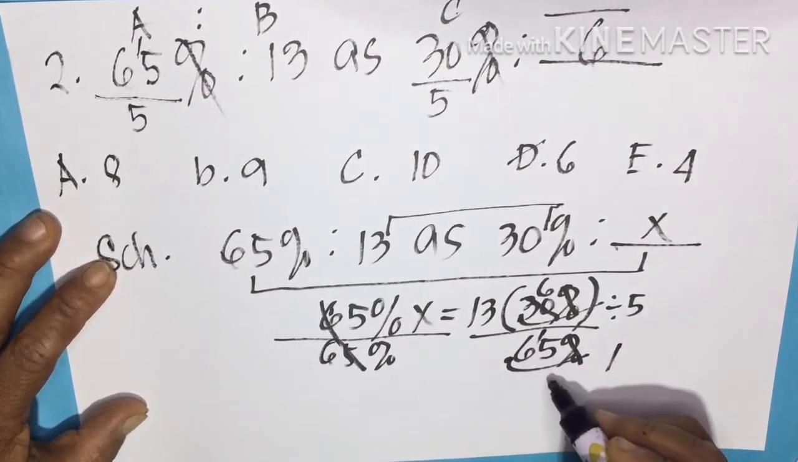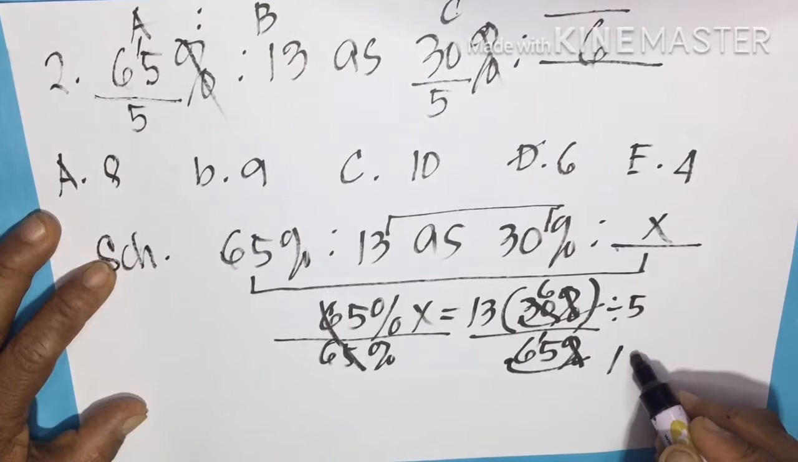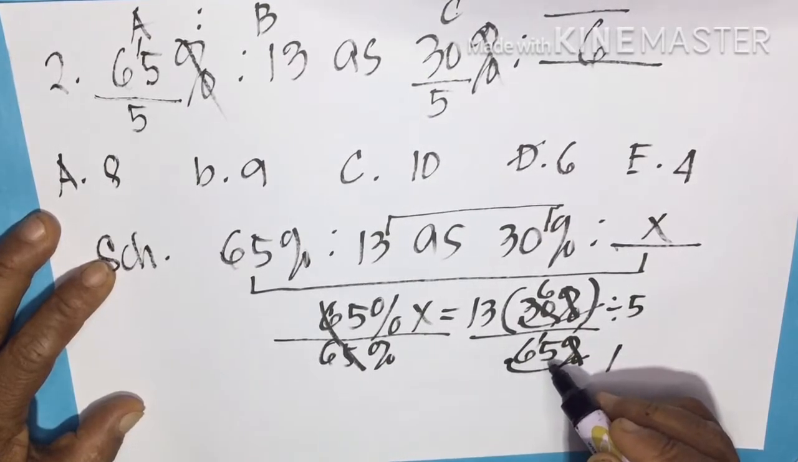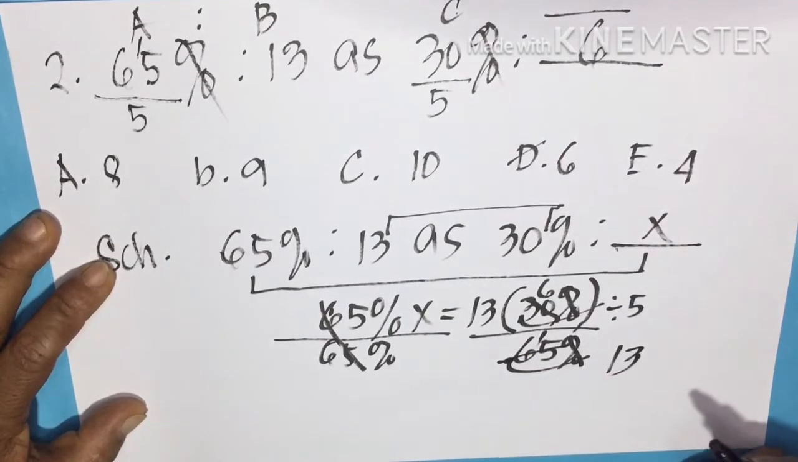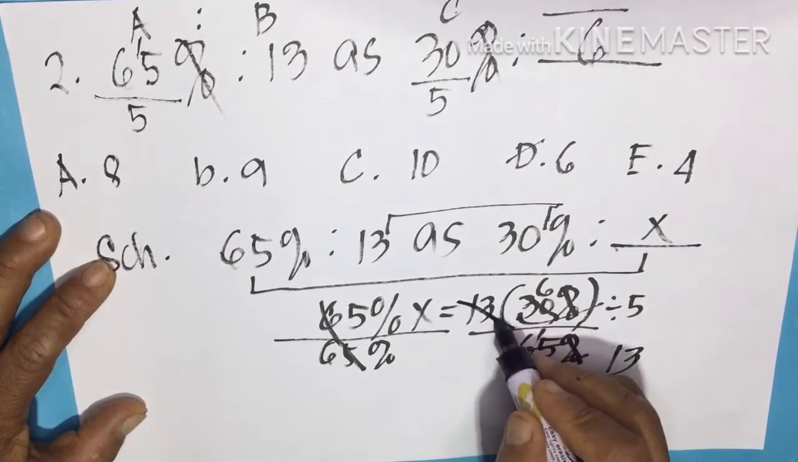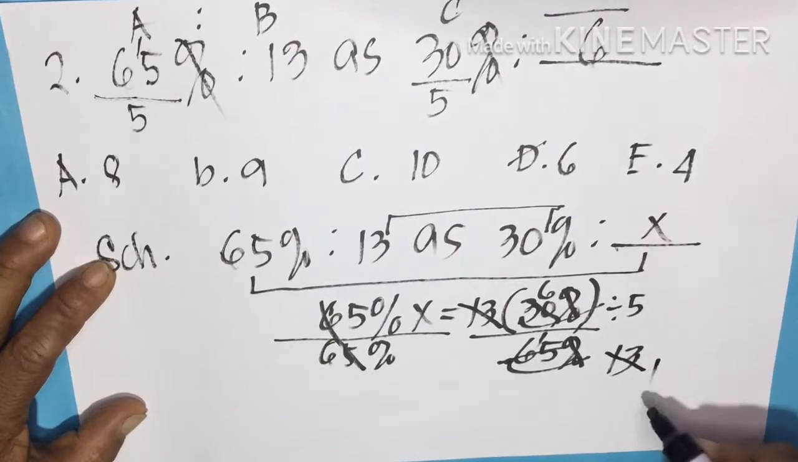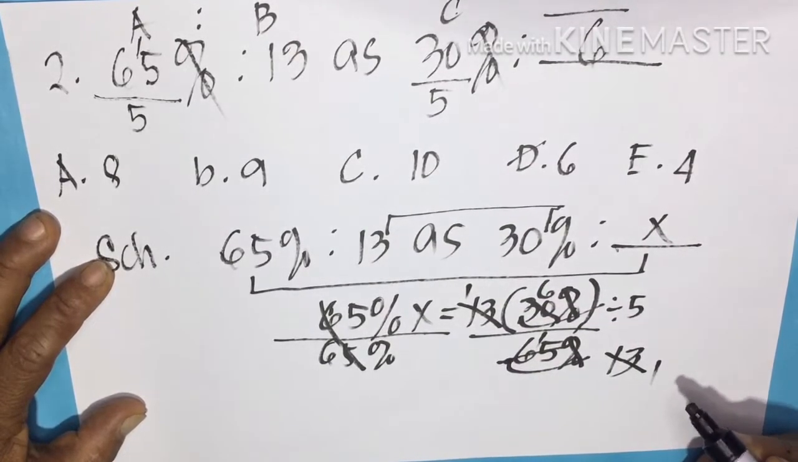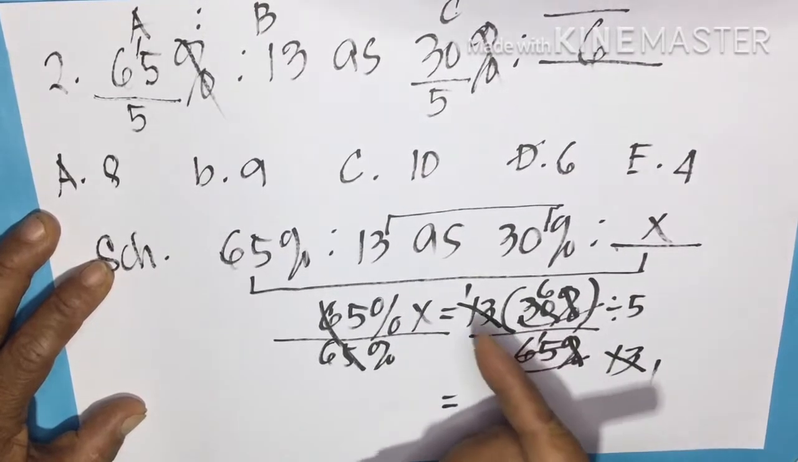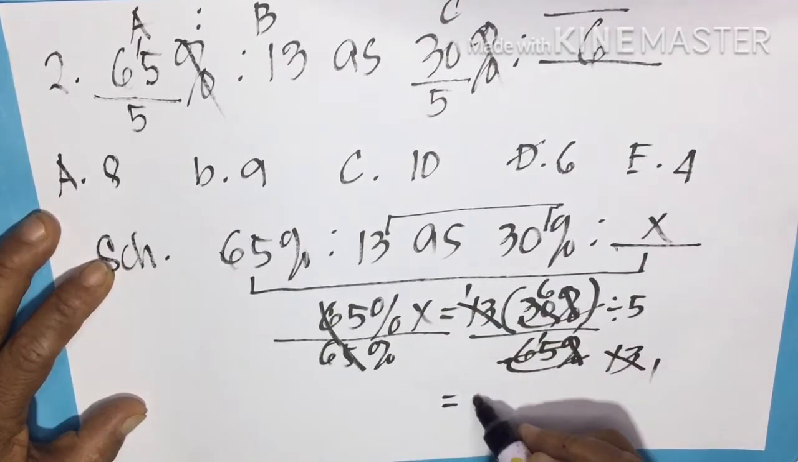So, therefore, 15 divided by 5 is 3. So, cancel this one. 13 divided by 13, that is 1. And 13 divided by 13 is 1. Therefore, the remaining number is 1 times 6 equals 6.